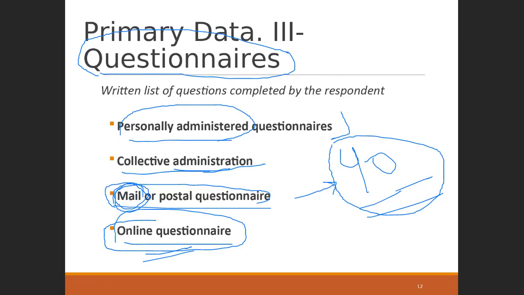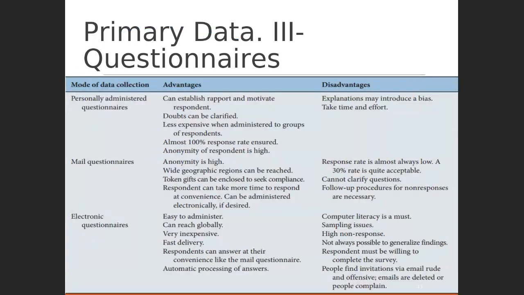Okay. So these are the four data collection methods which you can use through questionnaires. So let us discuss their strengths and weaknesses. I will particularly focus upon the personally administered questionnaires and electronic questionnaires, because most of you will be using one of these two techniques.